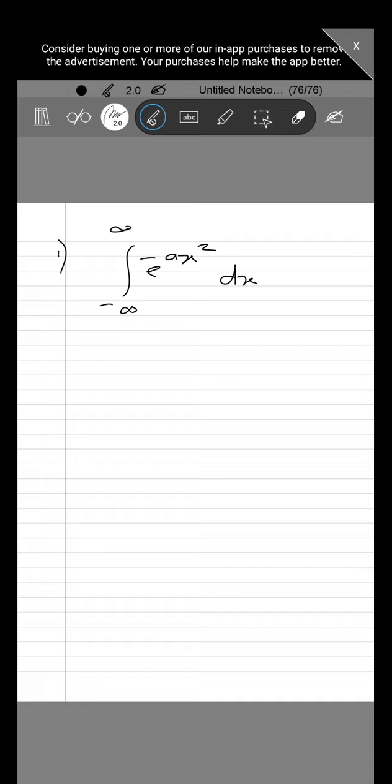Now this indefinite integral cannot be evaluated in terms of elementary functions. So let us assume that it is a definite integral and we write this one as equal to I, and let us write I in terms of a different variable. So we can also write this I as equal to the integral from minus infinity to infinity of e to the power minus a y square dy, with the same thing.